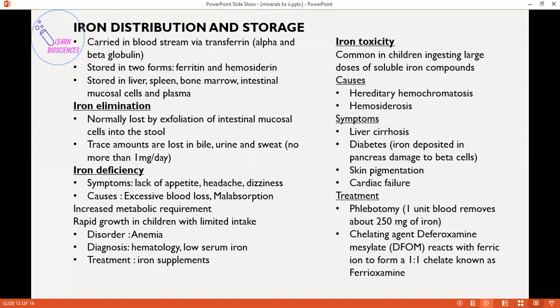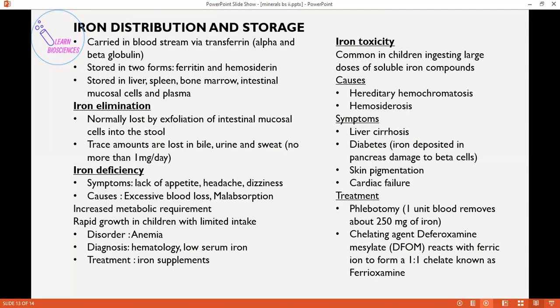Iron deficiency. Symptoms: lack of appetite, headache. Causes: excessive blood loss, malabsorption, increased metabolic requirement, and rapid growth in children with limited intake. Basically, iron deficiency may be caused by excessive blood loss or malabsorption, like you are taking enough iron, but your metabolism is not good enough to absorb the iron you take in. Growing children require more iron, and if they are not taking the daily recommended amount of iron, there may be iron deficiency. The disorder of iron deficiency is known as anemia, and diagnosis takes place by hematology, showing low serum iron.